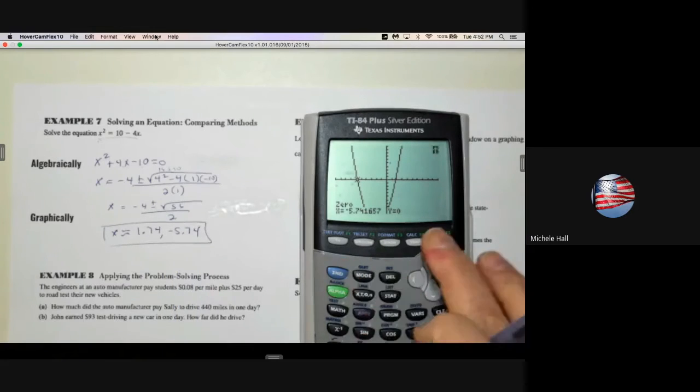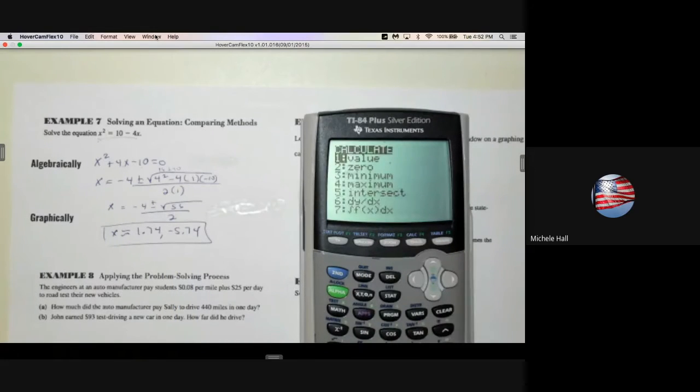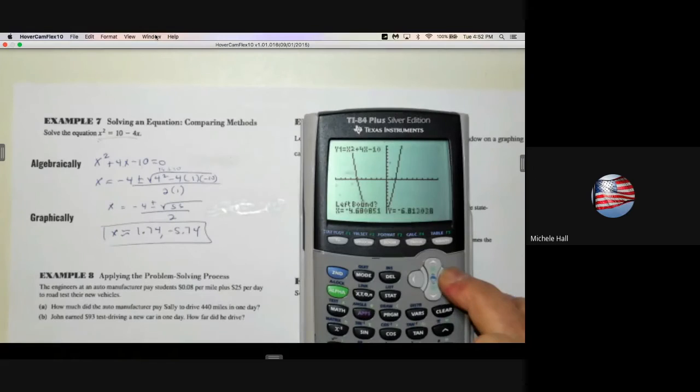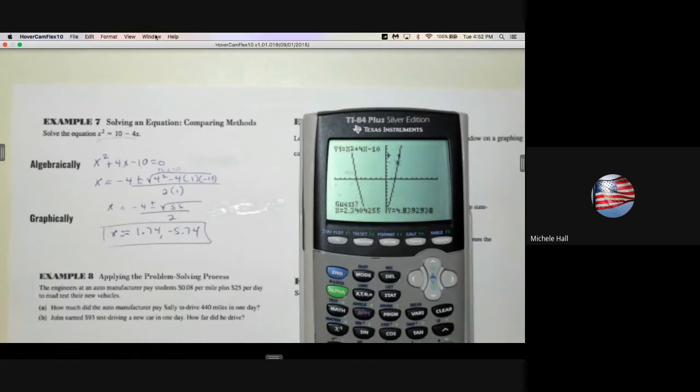One more time. We're going to calculate a zero, and this time we're going to be over on the right-hand side. I see that. There we go. It's asking for a left bound. Here's where I'm on the left-hand side of that intercept. Now the right side, enter, enter again, and I get 1.74. So algebraically and graphically, I've just seen the same answer.